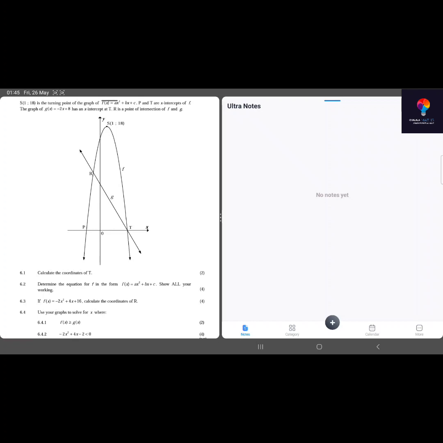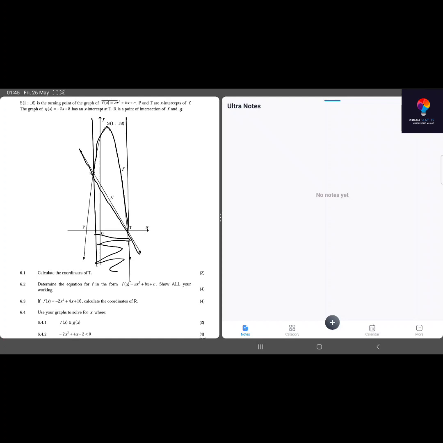So in this case, guys, 6.4.1, they actually want all the values of x whereby the graph of f is above the straight line, the graph of g. So we ought to put a line there and get those values of x. That is basically what the question is asking, and it's very simple.